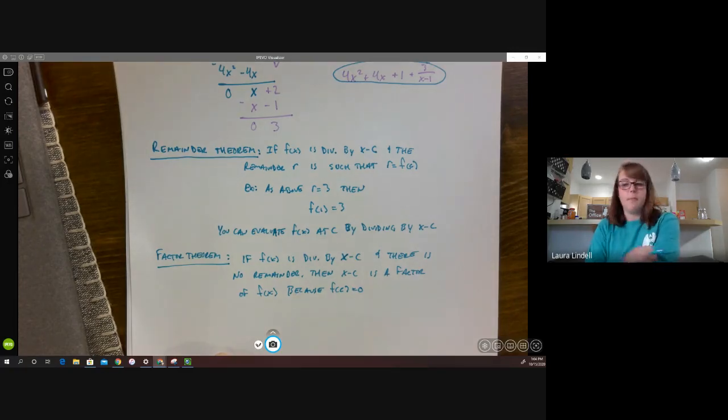So for example, in the one above, since we had a remainder, that means that x minus 1 is not a factor of 4x cubed minus 3x plus 2. And that also tells me that 1 is not a zero of that function. Okay, so that's the factor theorem and the remainder theorem. Any questions so far? Any numbers that don't quite make sense? Anything like that? Okay.